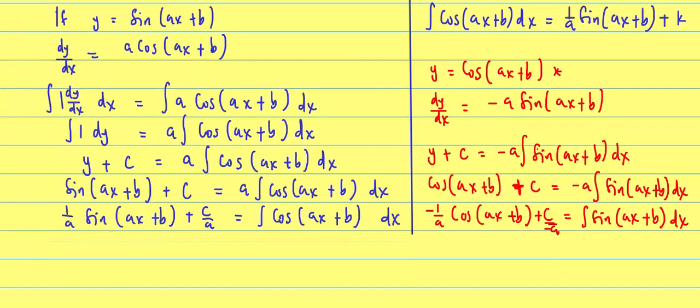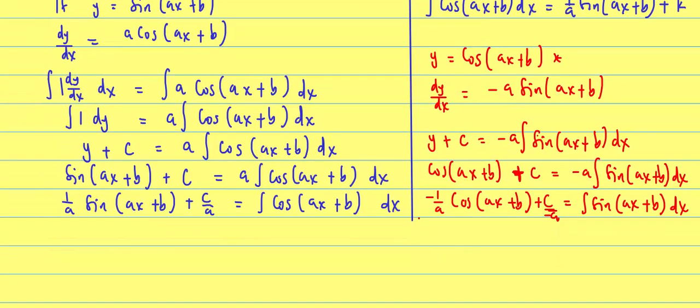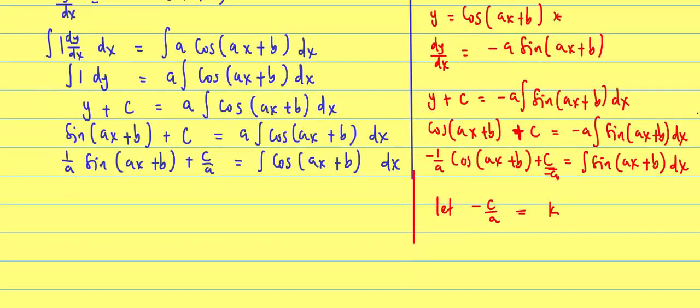Now making a bit of space here, I'm going to redefine, if I let minus c over a, this here, if I redefine it and call it k, then it follows that the integral of sine ax plus b with respect to x is just going to be equal to minus 1 over a cos of ax plus b plus some integral constant k.